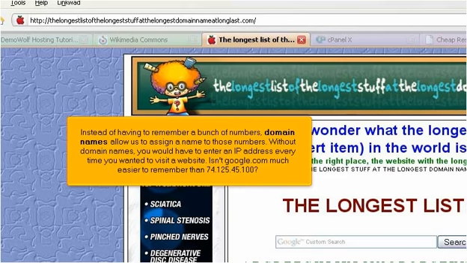Instead of having to remember a bunch of numbers, domain names allow us to assign a name to those numbers. Without domain names, you would have to enter an IP address every time you wanted to visit a website. Isn't Google.com much easier to remember than 74.125.45.100?